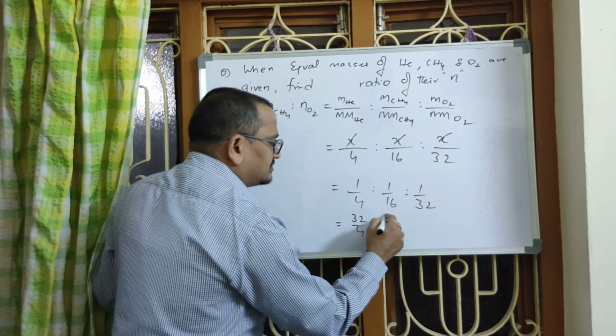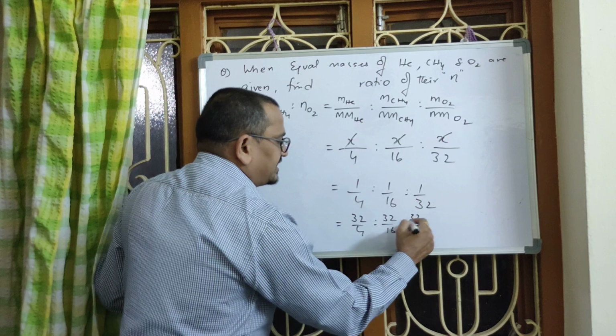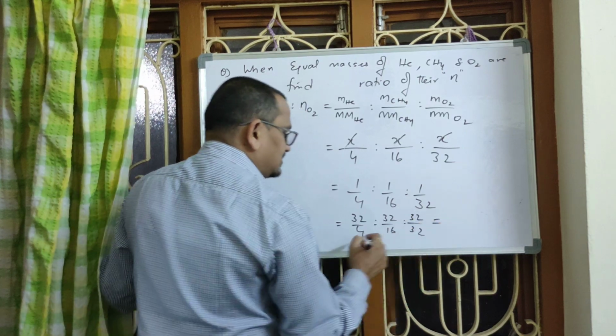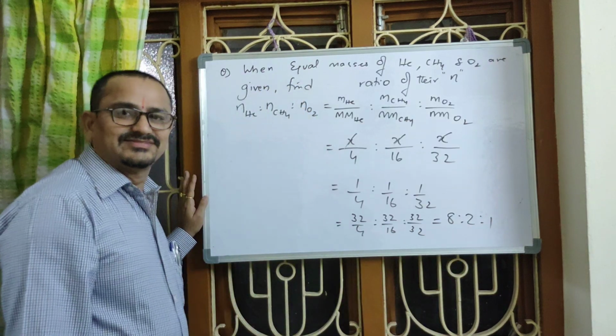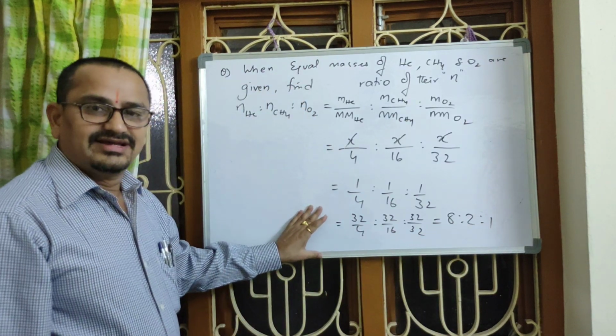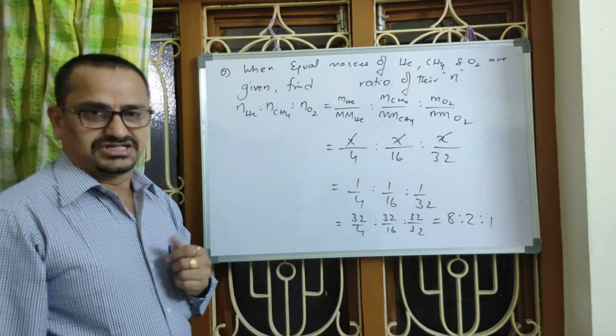32 by 4 is to 32 by 16 is to 32 by 32. What is the ratio? 32 by 4 is 8, is to 2, is to 1. This is one method of calculating this ratio question.